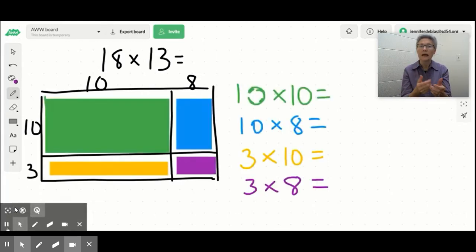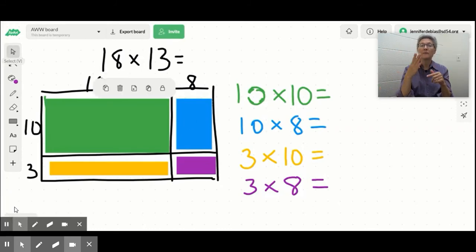So here are my boxes. I've color-coded them to make it a little bit easier for us to follow. So in my green box, I have 10 times 10, and over here I wrote out 10 times 10. So I can solve that a little bit easier. Then in my blue box, I have 10 times 8. So I wrote that out here, 10 times 8. Yellow box is 3 times 10. So here I wrote out what I'm solving. And the purple box, 3 times 8. So I'm going to solve those.